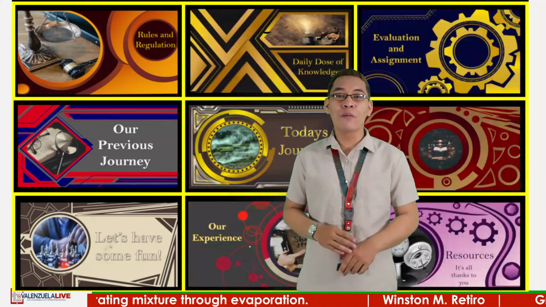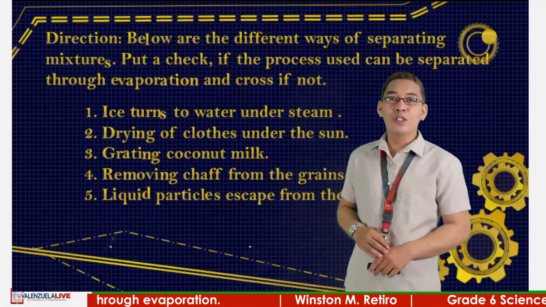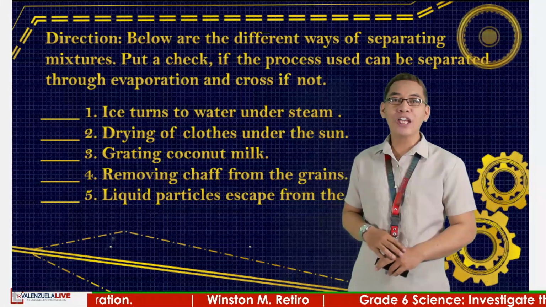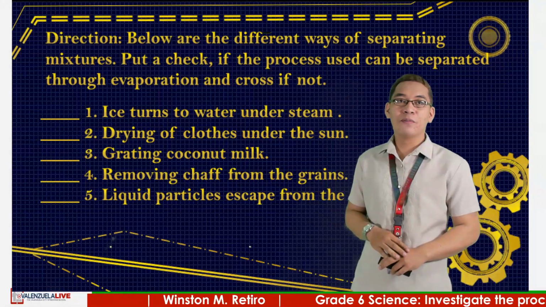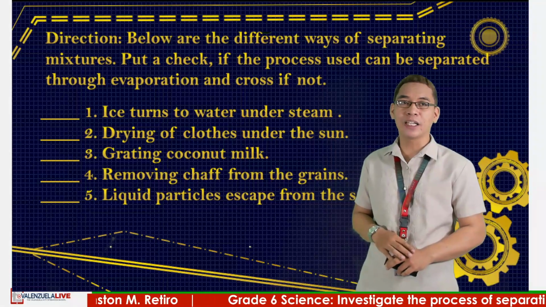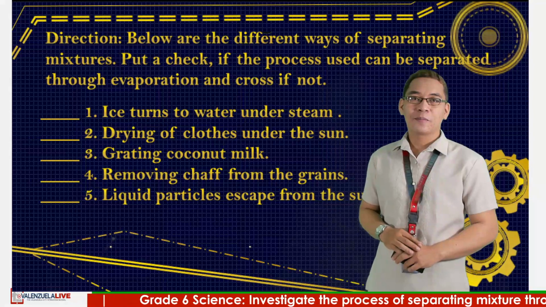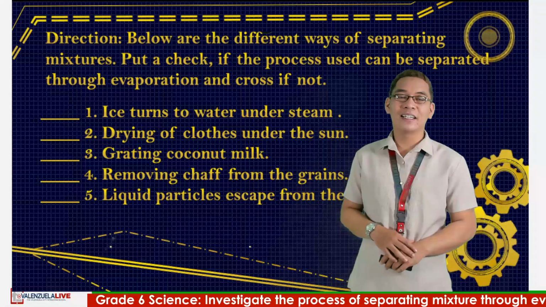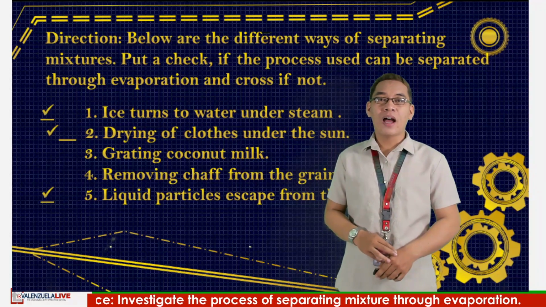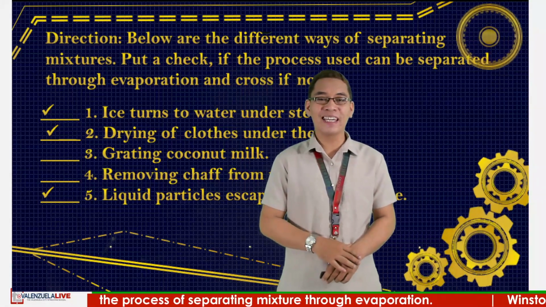And now, for our evaluation, below shows the different ways of separating mixtures. Put a check if the process used can be separated through evaporation and cross if not. Okay. The answer is 1, 2, and 5. Very good, kids.